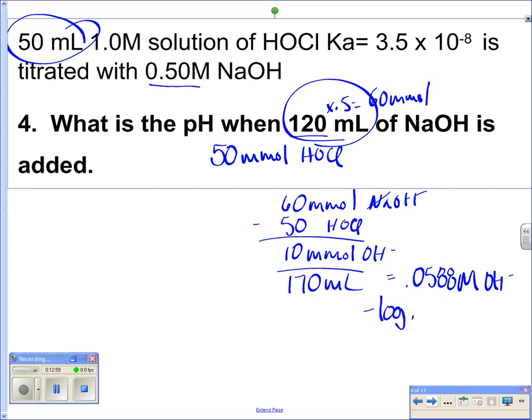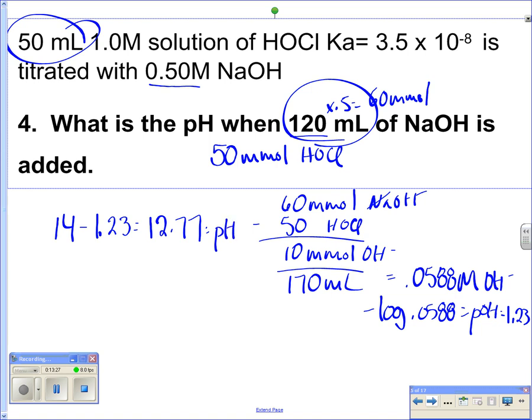So very simply, we minus log that. So I minus log the 0.0588. What does that give me? It gives me pOH. My pOH value is 1.23. Subtract that from 14. So 14 minus 1.23. And so I end up with 12.77 is my pH.